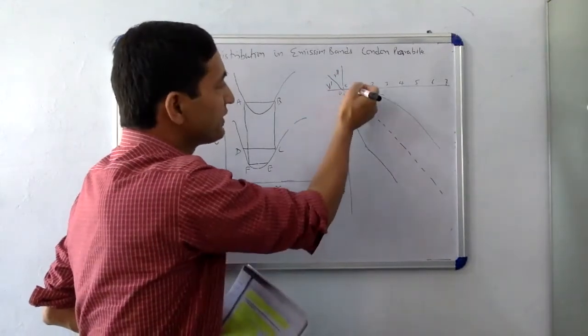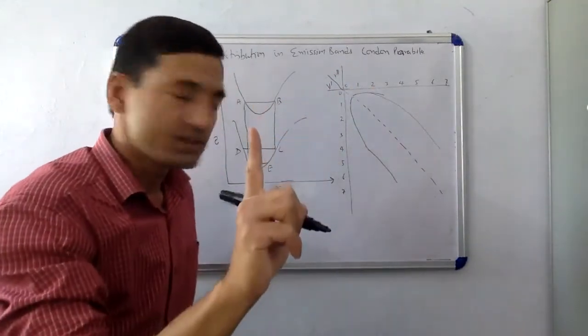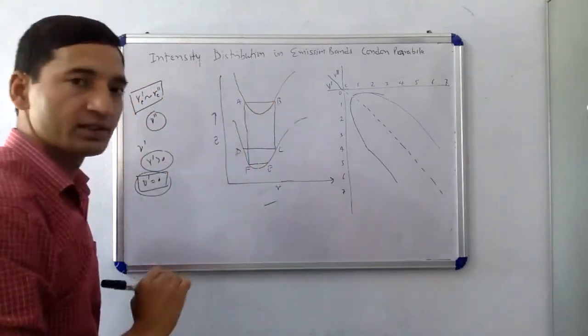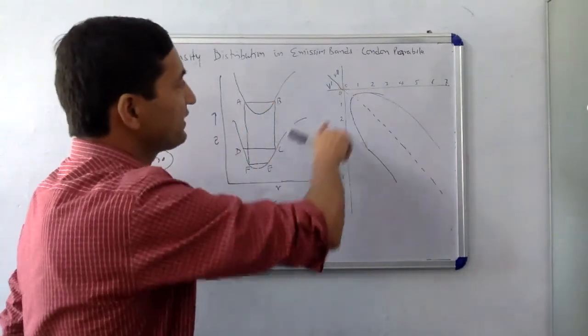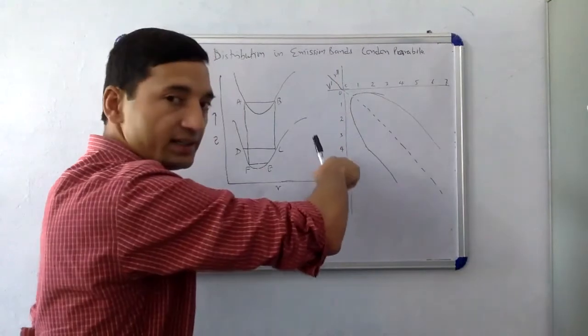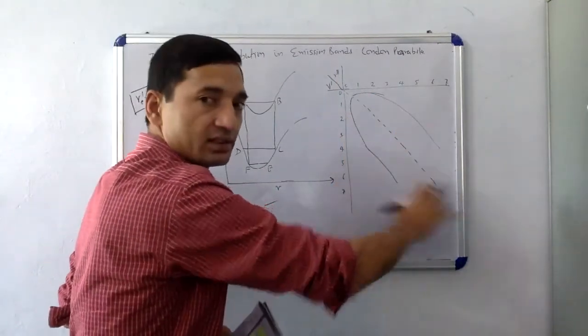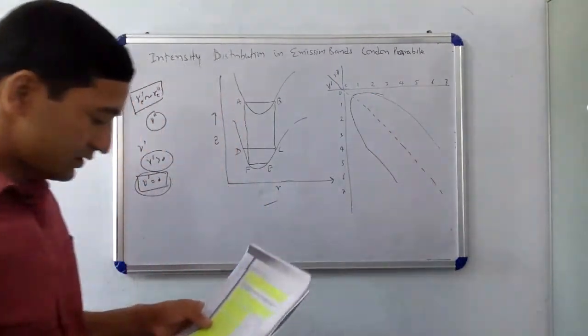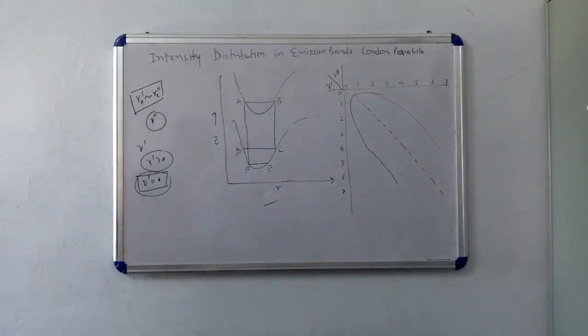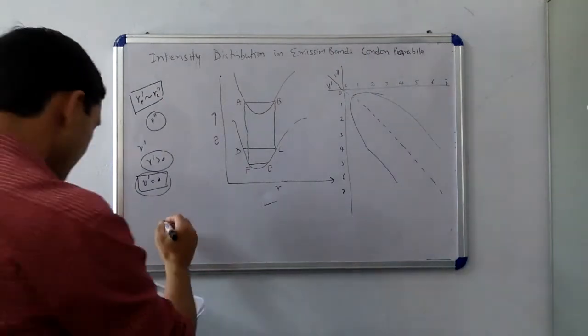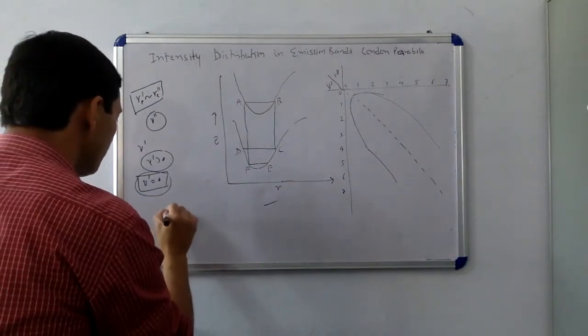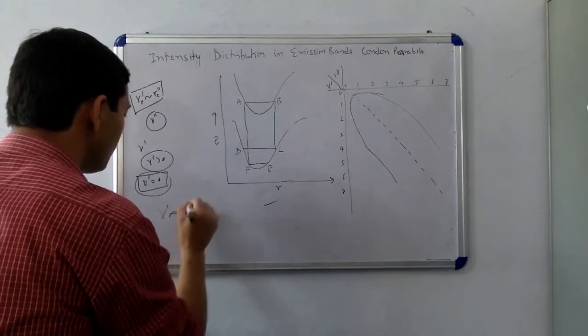For 0, 0, there is only the one intensity maximum, just a vertical line. And once you are moving to either this side or this side, then you have the separation. So this is called the Condon parabola. This is nu prime and this is nu double prime.